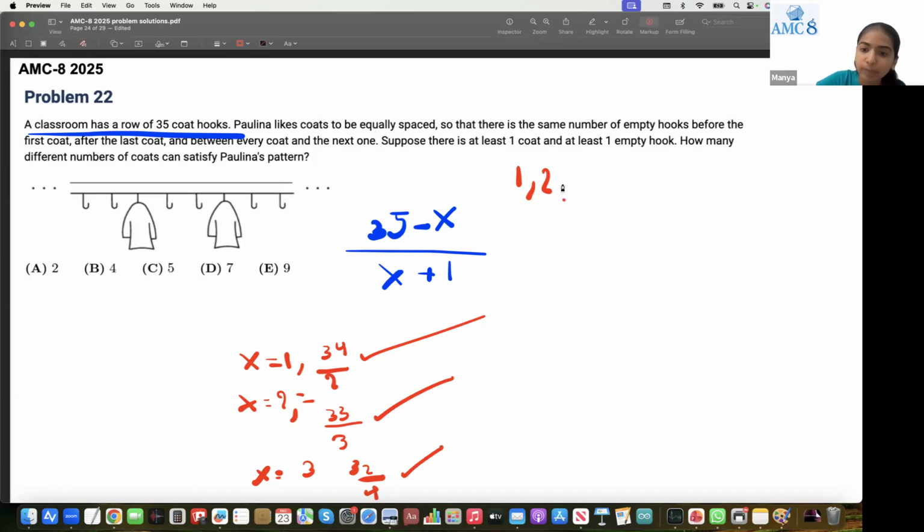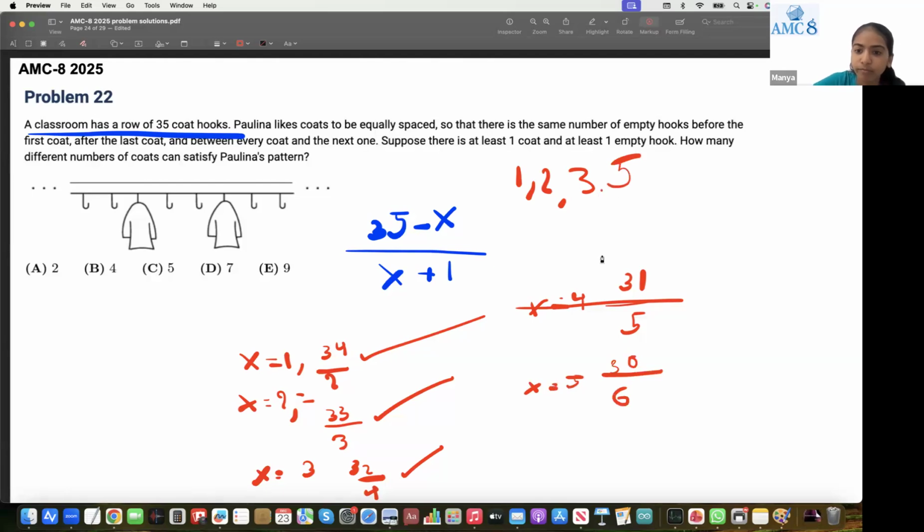Now, since I don't have space on the bottom, I'll be writing it right over here. We can do x equals 4. We'll be getting 31 over 5. But 31 over 5 is not an integer, so that cannot work. So let me cross that out. x equals 5, which will be giving us 30 over 6, which is an integer, which can work. x equals 6. That will be giving us 29 over 7, which cannot work.